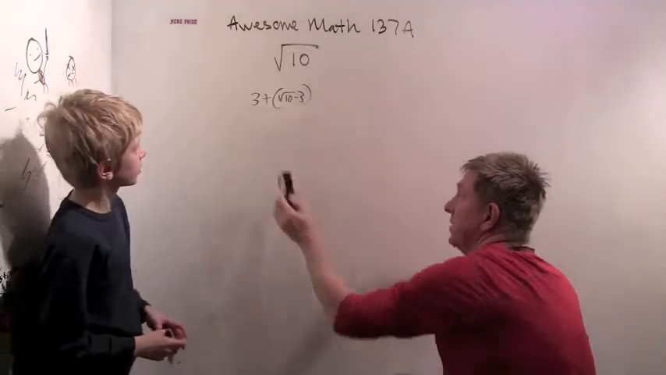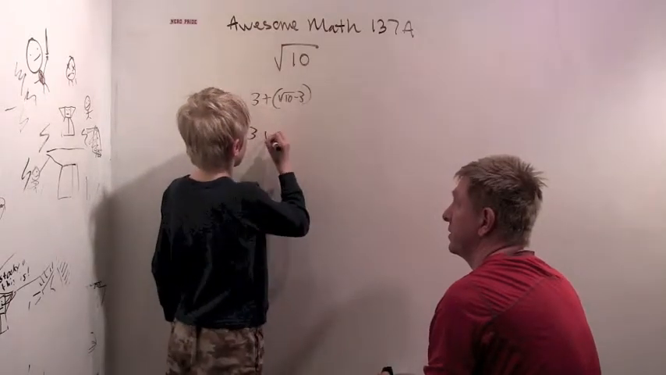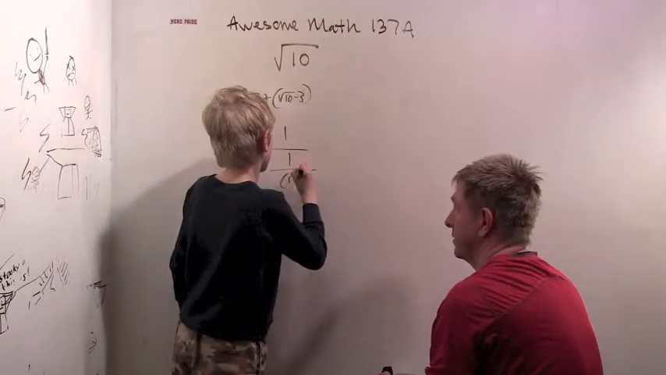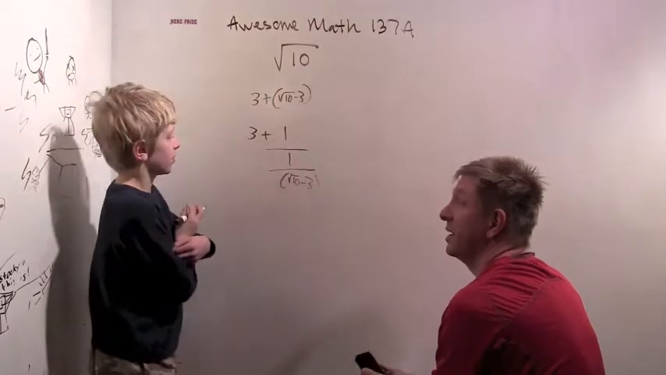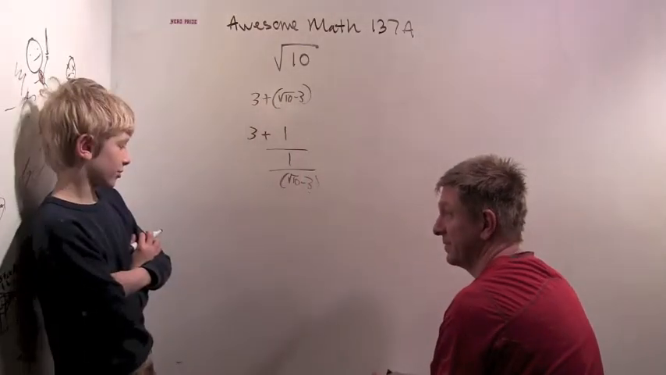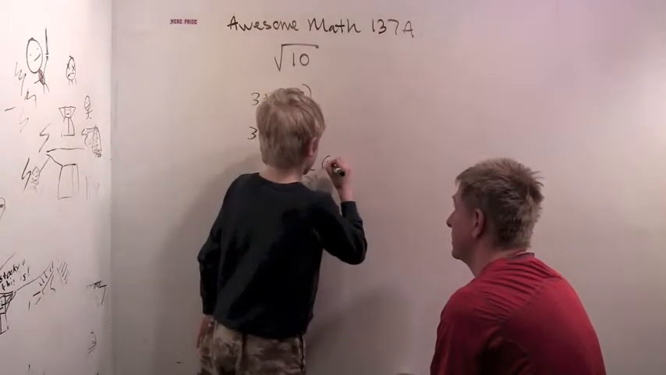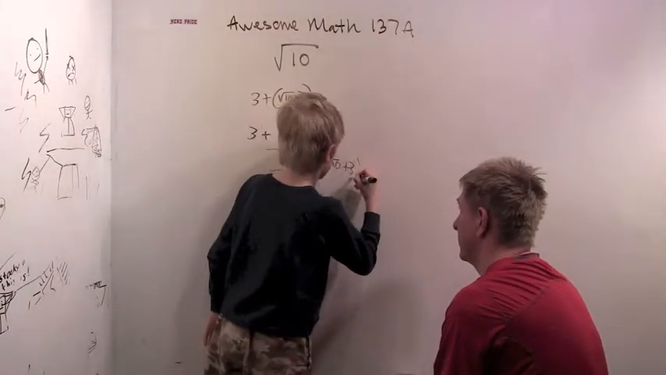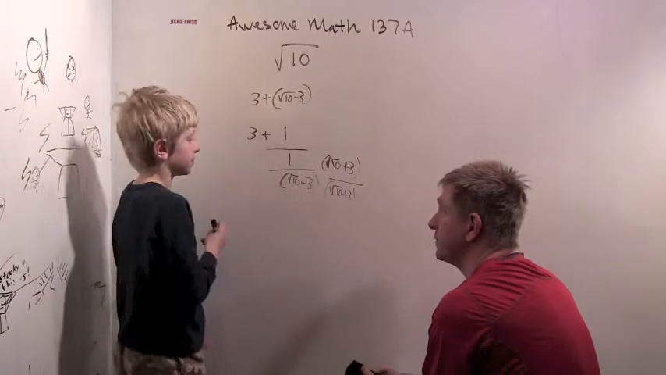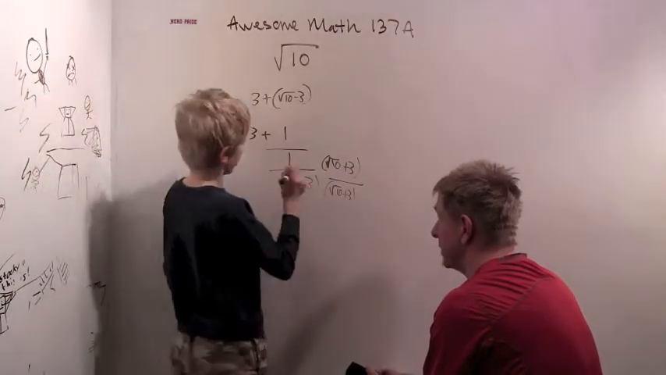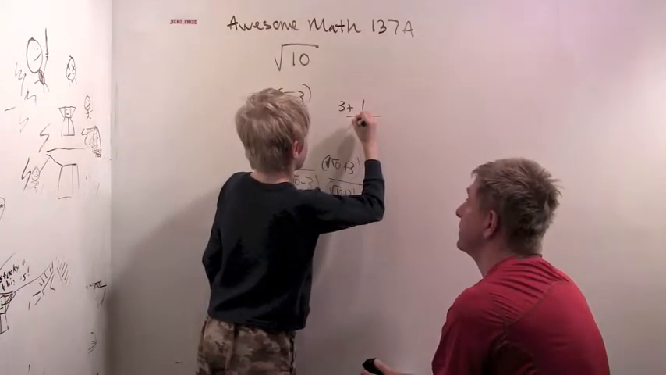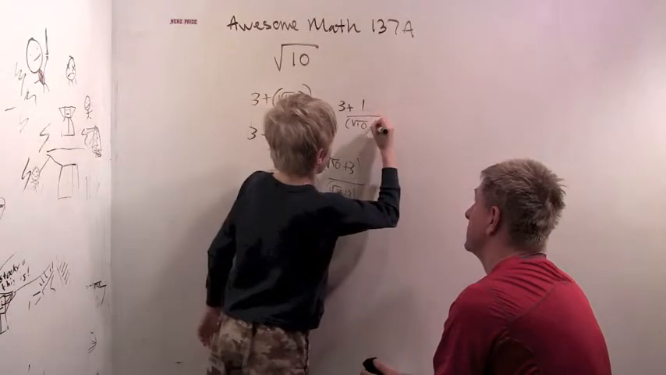So why don't you write it down below now? What happens when we flip? 3 plus 1 over the square root of 10 minus 3. Interesting. So we split it, now we flipped it. What do we have to do now? We have to rationalize it. So we multiply by the square root of 10 plus 3 over the square root of 10 plus 3. And then we get 3 plus 1 over the square root of 10 plus 3.